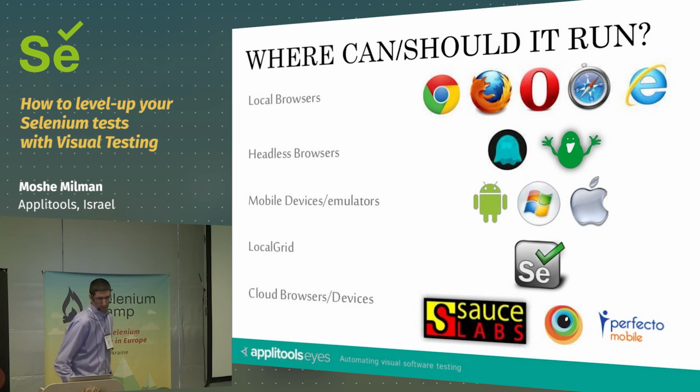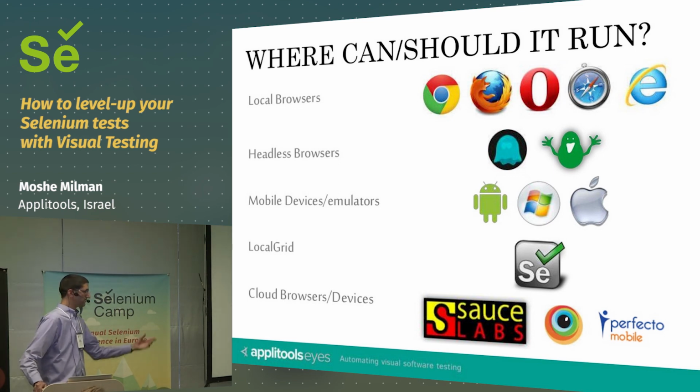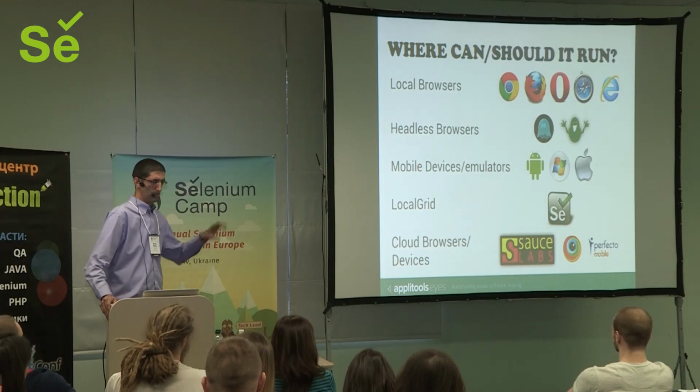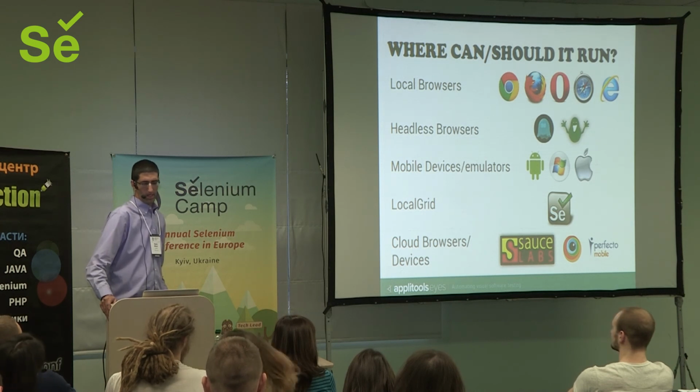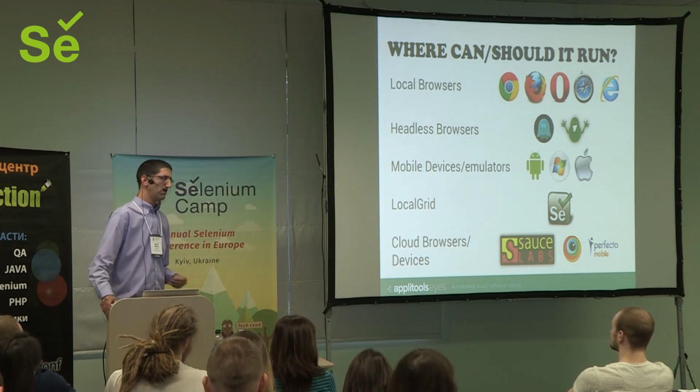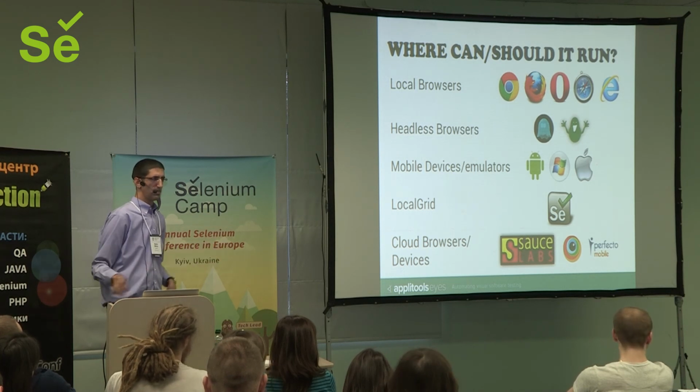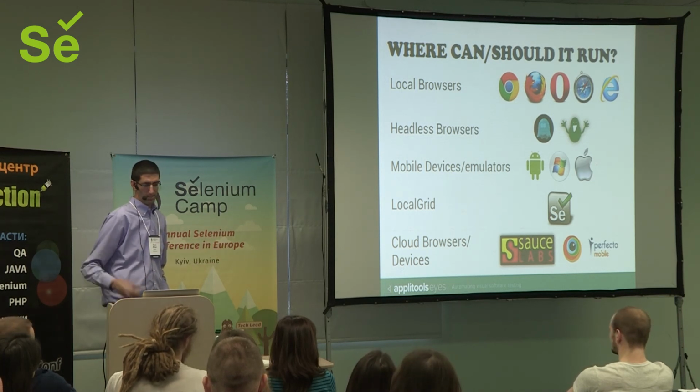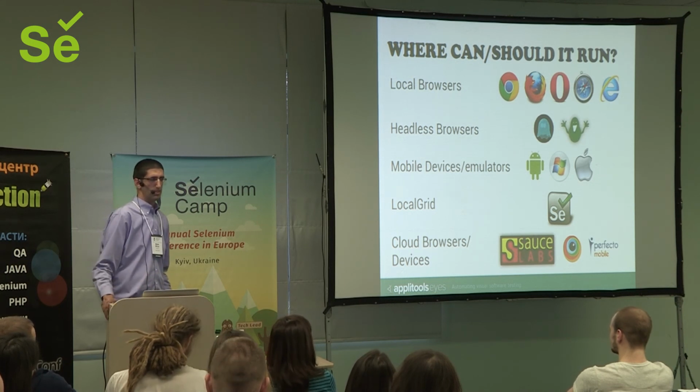Now, where can visual tests actually run? You can either run it locally on your local browsers or local mobile devices. You can connect devices to your machine and run visual tests on your local devices. You can use headless browsers, or for mobile, emulators, simulators, or real devices. You can run it on your local grid. You can run it on cloud browsers and devices. You have solutions like Sauce Labs and others, which allow you to run it on devices in the cloud. But basically, the answer here is anywhere. If you have a way to use your Selenium or your test automation infrastructure to run tests, drive the application and get screenshots, you should be able to do visual tests anywhere.